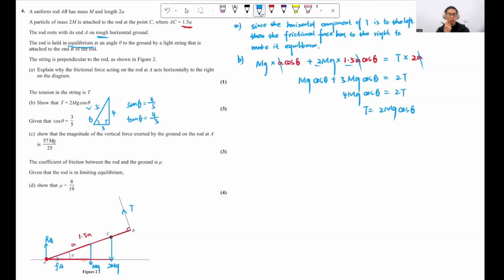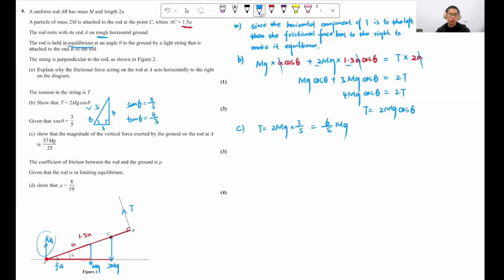And then show that the magnitude of the vertical force exerted by the ground on the rod at A is 57 mg/25. So that means RA. They want us to show that RA is equal to 57 mg/25. So now we already know what tension is. So substitute in. So tension equal to 2 mg cos theta, and the cos theta is 3/5. Then we can write this as 6/5 mg.